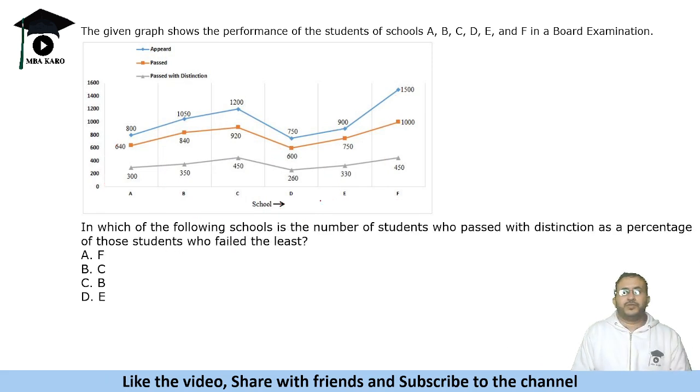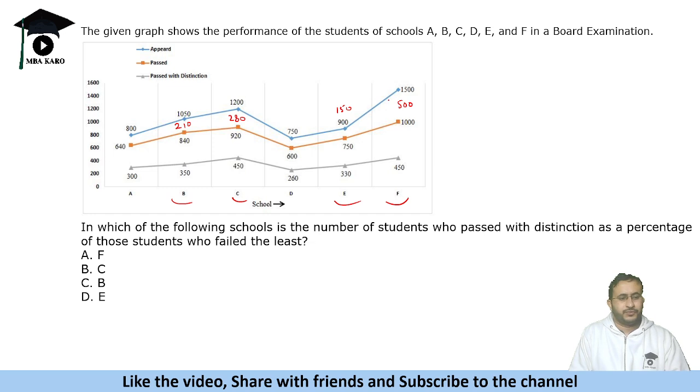In which of the following schools is the number of students who passed with distinction as a percentage of students who failed the least? Okay, passed with distinction to least, FCBE, pass with the distinction. So pass with distinction and failed should be least. Okay, so failed here will be 210. This is pass with distinction, so we can find the values. This is 280 and this is 150. This is 500.